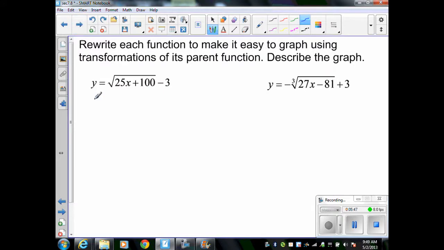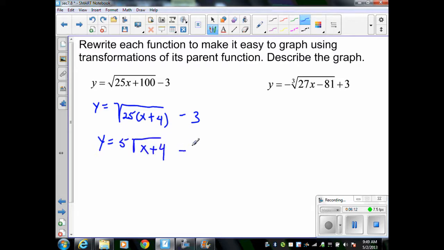In this one, I have y equals the square root of 25x plus 100, minus 3. I can factor a 25 out of my inside expression. That gives me x plus 4. Now I can simplify the 25 out. The square root of 25 is 5. 5 times the square root of x plus 4, minus 3. So I have y equals the square root of x as my family of functions. I have a stretch of 5. And I'm going to go to the left 4 units and down 3 units.